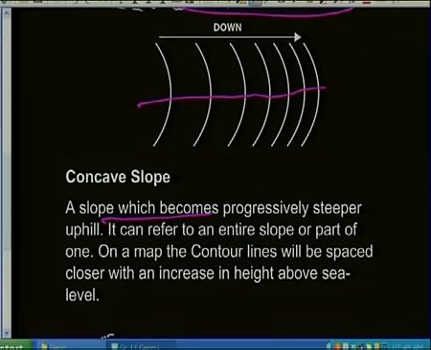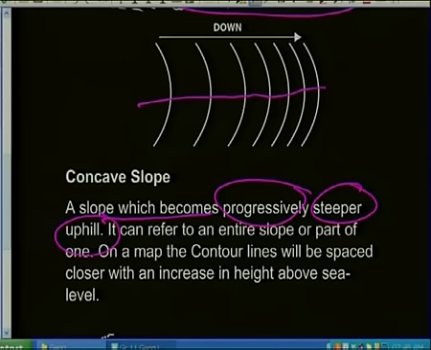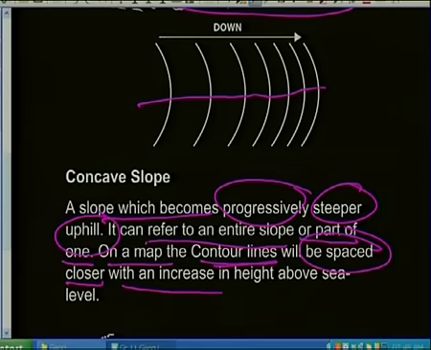To describe a concave slope, it's as follows. A slope which becomes progressively steeper uphill. Note the difference. With a convex slope, progressively steeper downhill. With a concave slope, progressively steeper uphill. It can refer to an entire slope or part of one. On a map, the contour lines will be spaced closer with an increase in height above sea level.